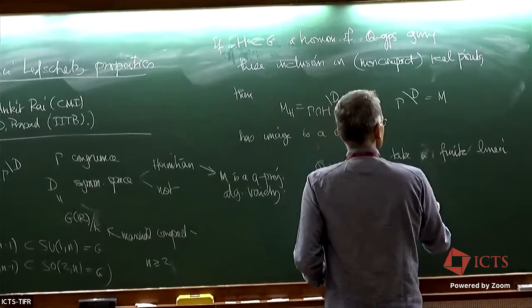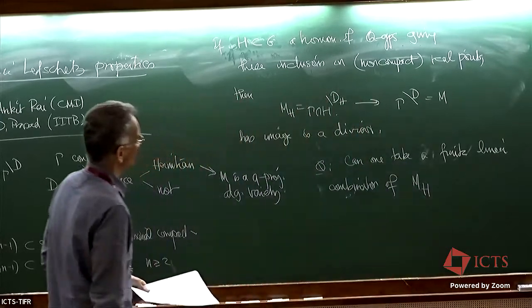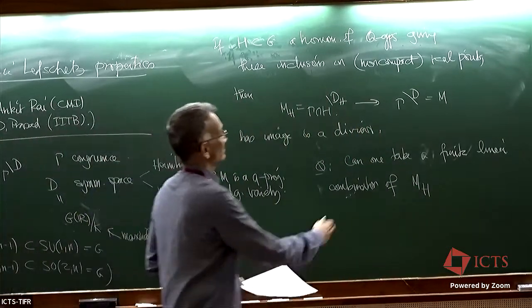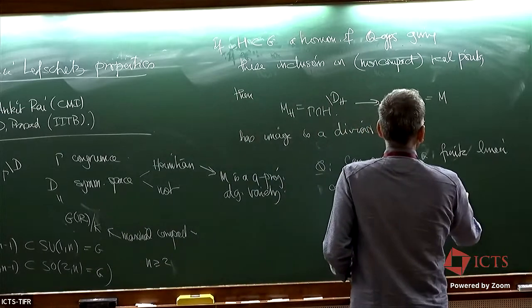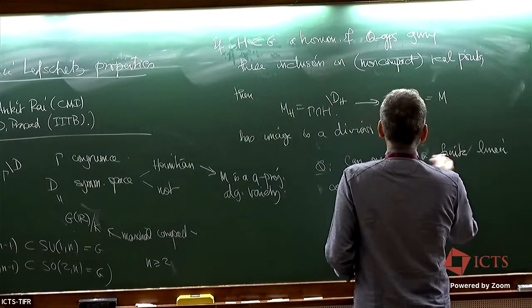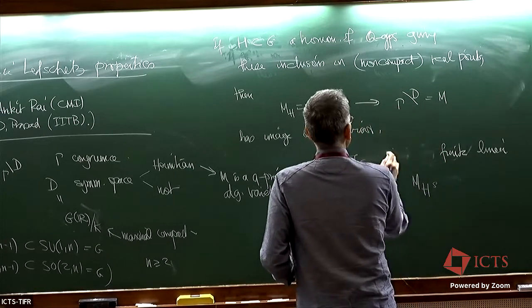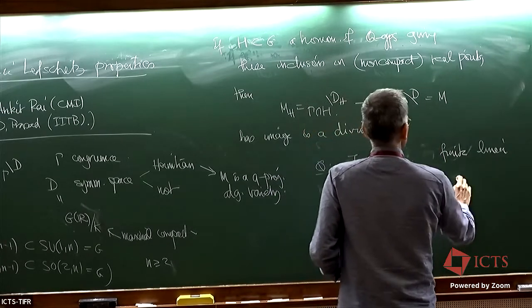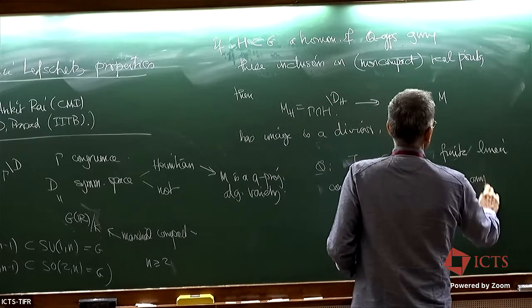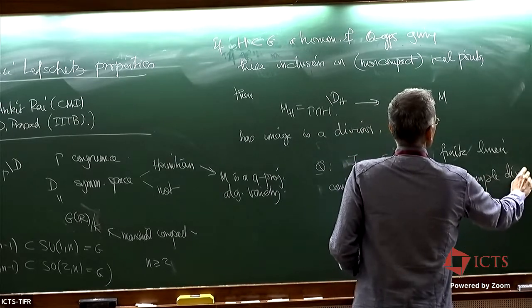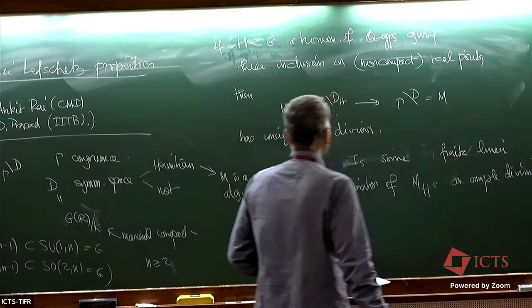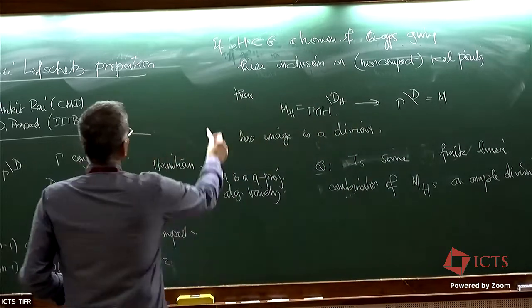So I'm choosing different subgroups H, yeah? So M_H, let's say. And can one take some finite linear combination of these to get an ample divisor?